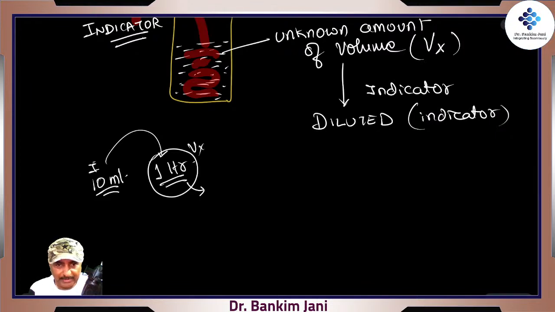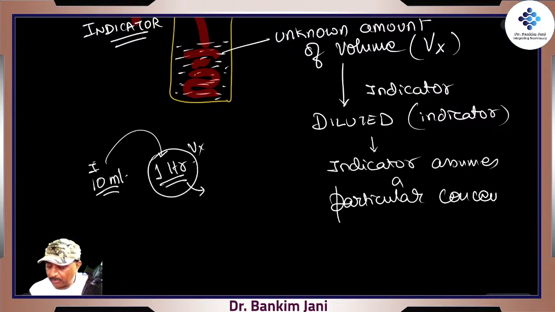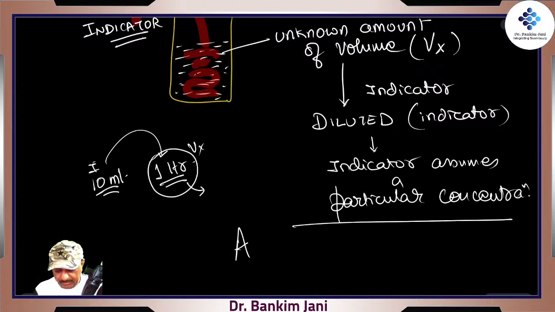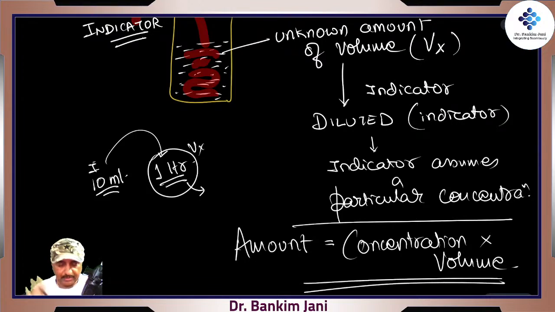So the meaning is that there is a diluted indicator, and this indicator gets a particular concentration. This is called concentration: in this much water, how much it has got concentrated. So that's the formula. Total amount is how much? Amount is concentration into volume. So that will give us a clear indication.